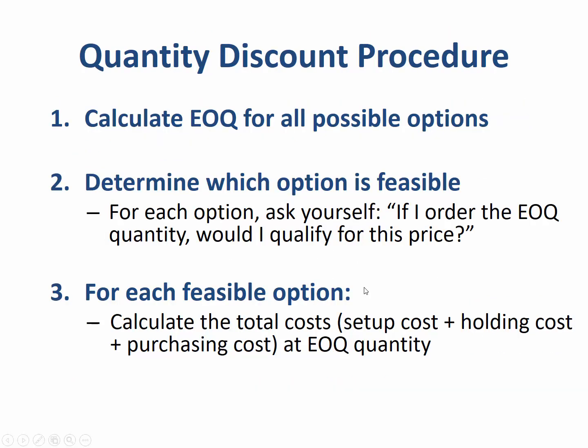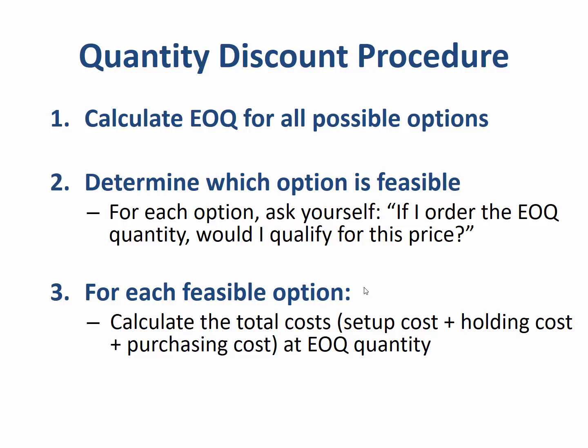So what I want to show you now is the method that we adopt to solve the quantity discount EOQ problem. The first step is to compute EOQ for all the possible scenarios. It's very similar to the basic EOQ model. The only difference is that we're going to calculate the EOQ quantity for each possible price option. Number two, we're going to determine which option is feasible. By feasible, I mean: if I order the EOQ quantity that I calculated in step 1, would I qualify for this price? If the answer is no, then the option is not feasible, and if the answer is yes, then the option is feasible.